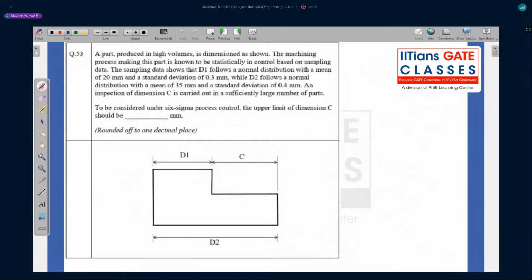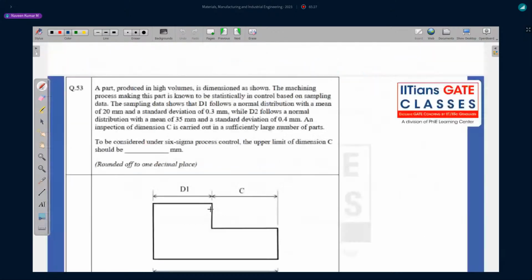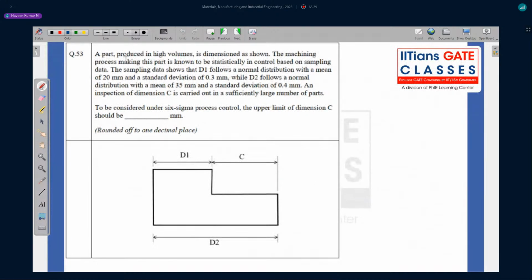That is this. Okay, so what they're asking there, this is from the control charts, that is industrial engineering, right? So this is from industrial engineering. Okay, fine. Now, a part produced in high volumes is dimensioned as shown.